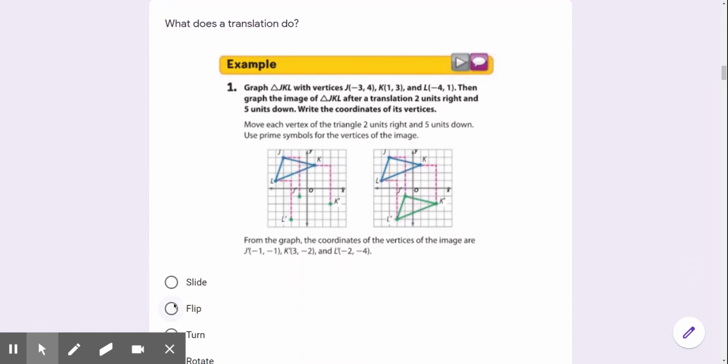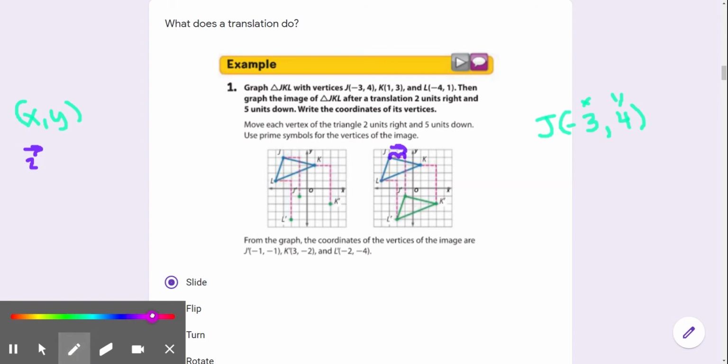So what does a translation do? All a translation does is slide over to a new position. So let's look at this J. That J started at -3, 4. So that's where it started. I'm going to say that's my x, y. Then what did it do? It moved over 2 times, 1, 2, so it moved to the right 2. And the y then moved down 1, 2, 3, 4, 5 times. So my y went down 5.